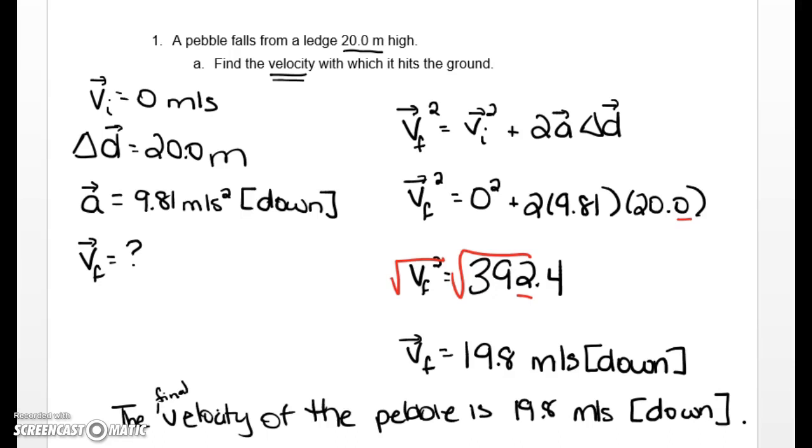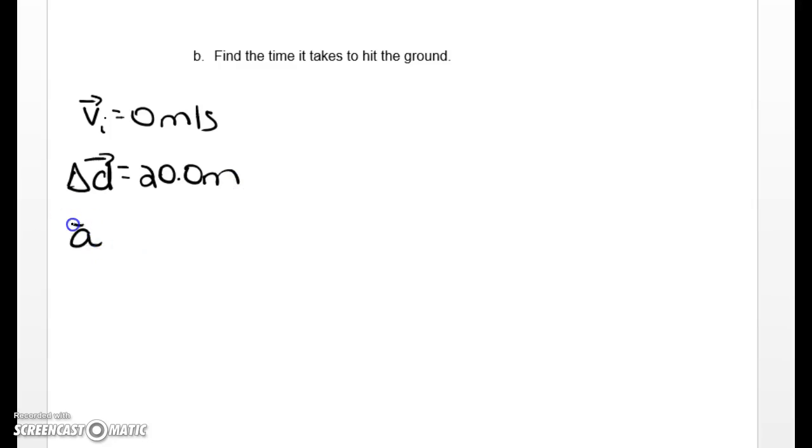So now we're going to move on to part B. And so here what we're going to do is find the time it takes to hit the ground. And what I'd recommend with this one here is that we use the same information that we're given in the question. I always try to avoid anything that we've calculated, because what happens if we made an error? So we're still going to be working with that same initial velocity, which was 0 meters per second, that same displacement, which was 20.0 meters, and that acceleration due to gravity, which was 9.81 meters per second squared down.